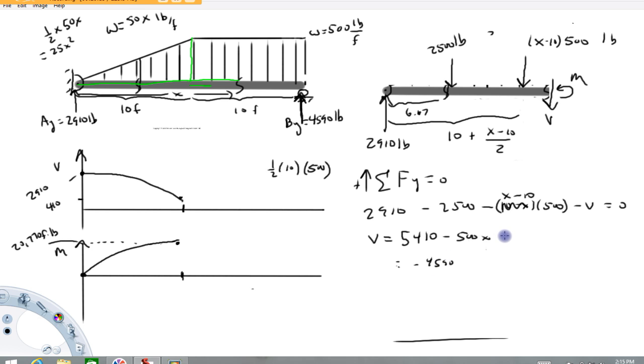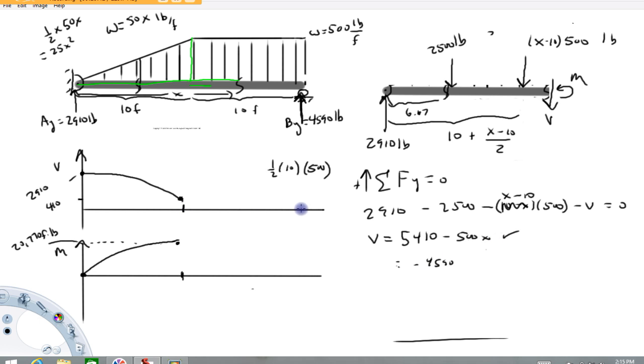So there's my shear function. I'm going to go ahead and graph this now, and I'm going to put in x equals 10 into this as well. So 5410 minus 500 times 10. If I put x equals 10 into this, I get 410, and you'll notice that matches right up with where we had before. And then when I put in x equals 20 into this function, we get minus 4590.